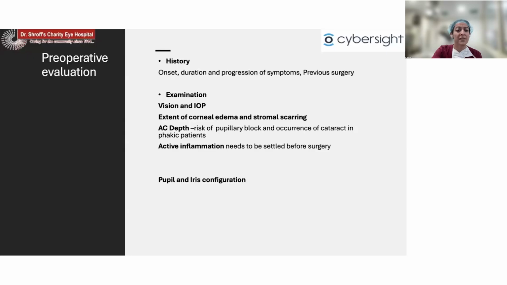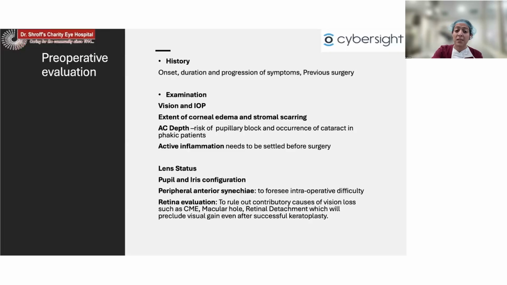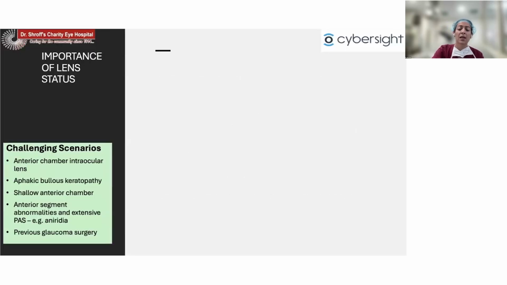What is the extent of corneal edema and stromal scarring in the eye? What is the AC depth? Is there any active inflammation in the eye? What is the pupil and iris configuration? Is there any PAS? What is the status of the lens and the retina?